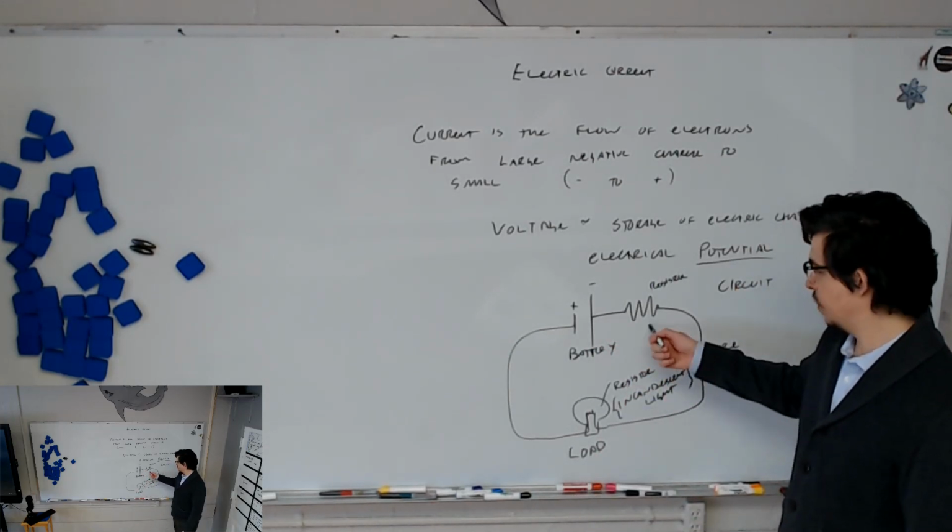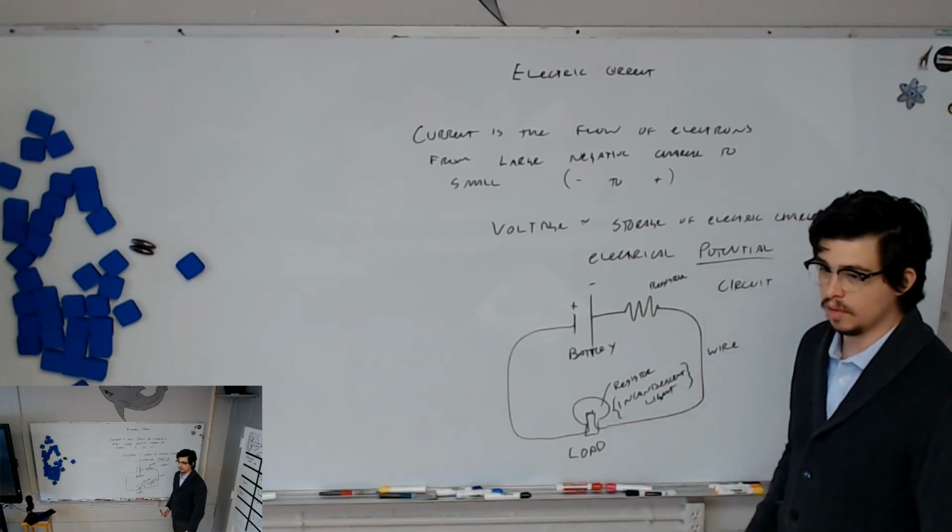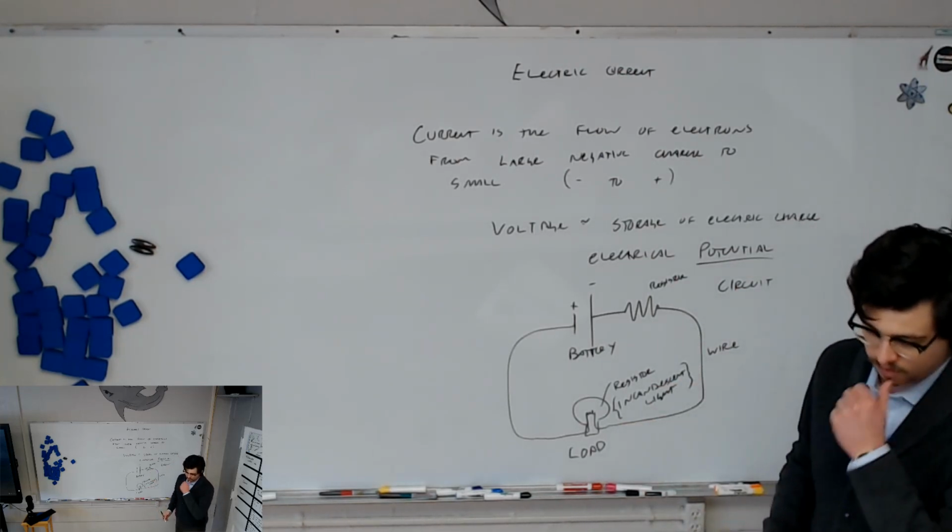So what would that do if we put this resistor here? What would it do to this light bulb? Make it dimmer. Yeah, exactly. We're going to show that in a second.